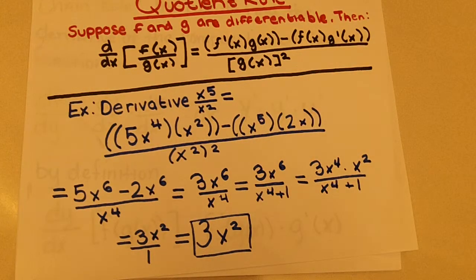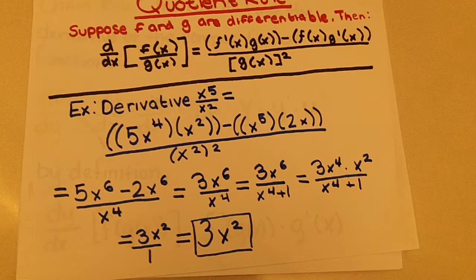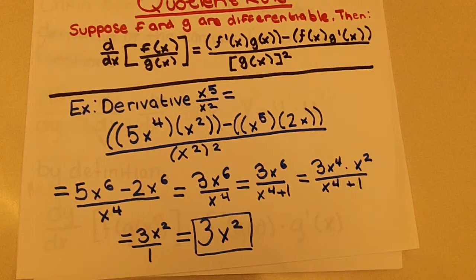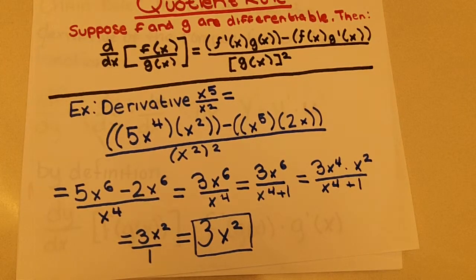The quotient rule is used when you're dividing functions instead of multiplying, as in the product rule. The formula states that the derivative is f prime of x times g of x minus f of x times g prime of x, over g of x squared. An example is the derivative of x to the 5th over x squared. So you plug in f prime and g prime into the equation, and you also plug in regular f of x and regular g of x.